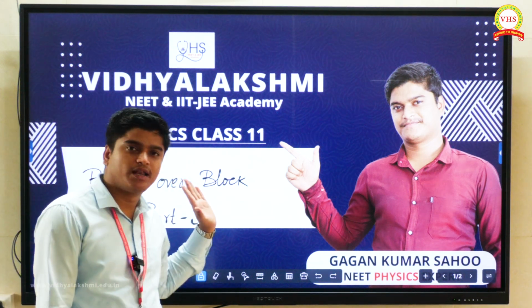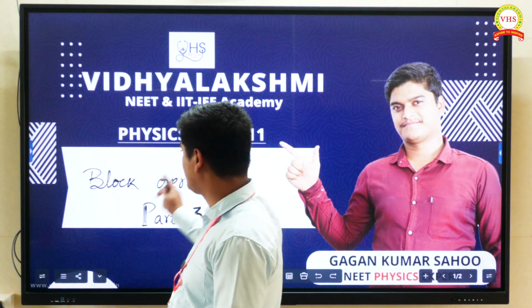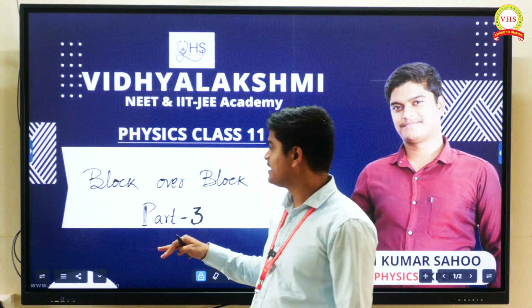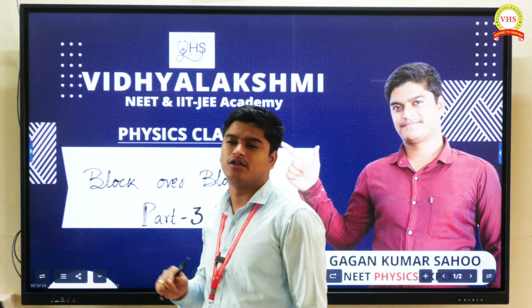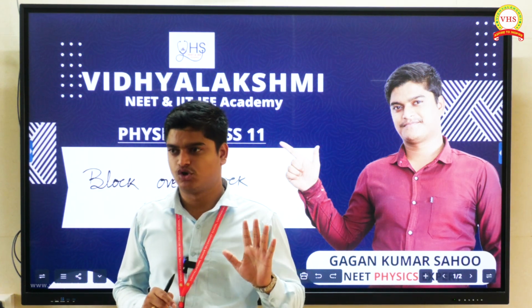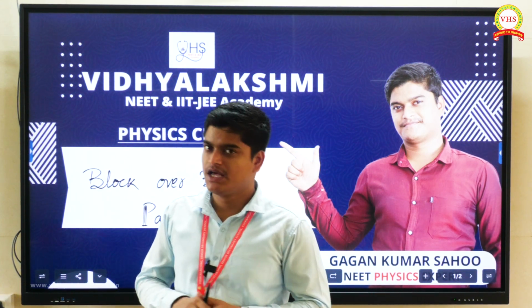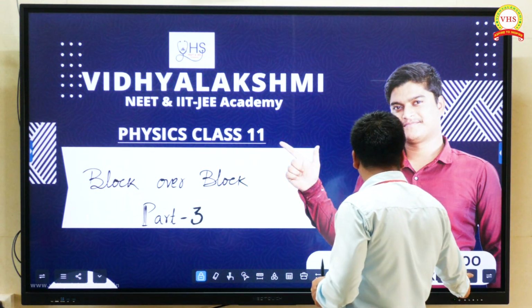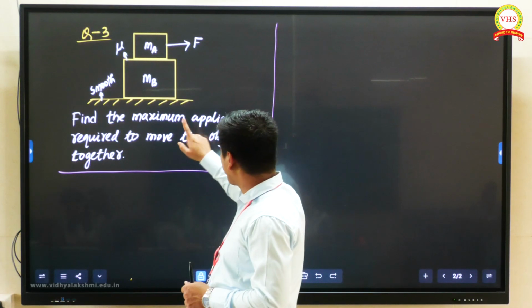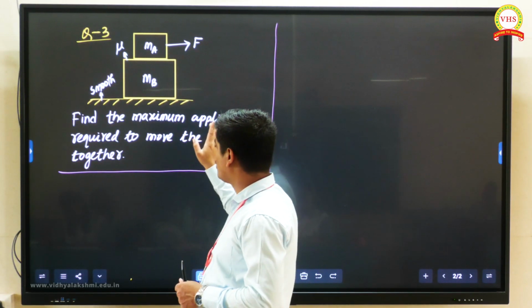So listen everyone, last class, or last video, we already completed block over block up to part 2. We have seen that if a force is acting on the lower block, how will be the motion, together motion or separate motion, right? Now another problem we'll try to understand here. Find the maximum applied force required to move the object together.